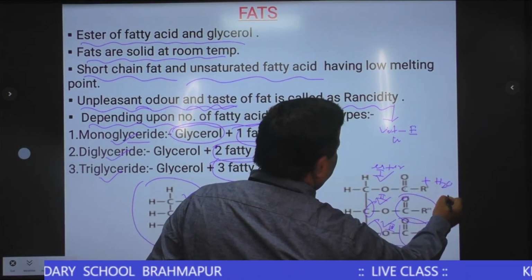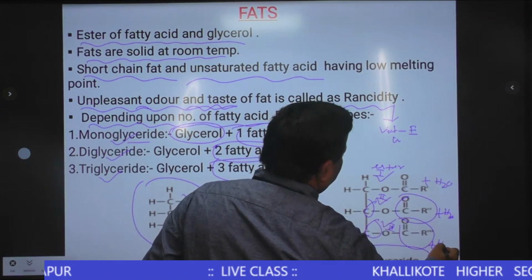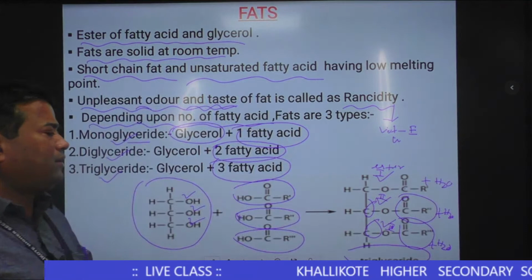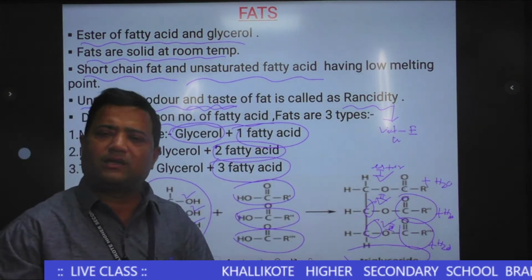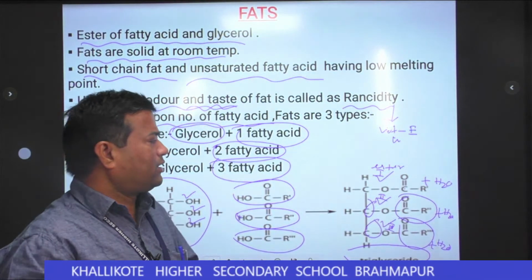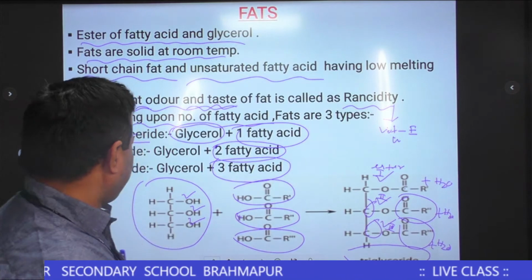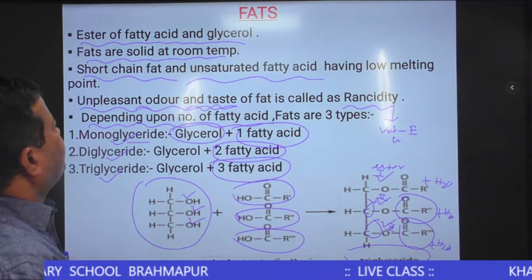Here one water molecule is released, here another water molecule is released, and here another water molecule is released. When 3 fatty acids combine with a glycerol molecule, that results in the liberation or release of 3 molecules of water. This is all about your fats.